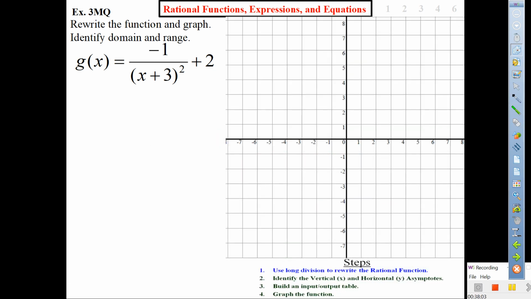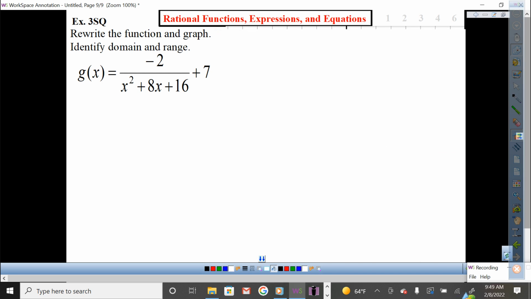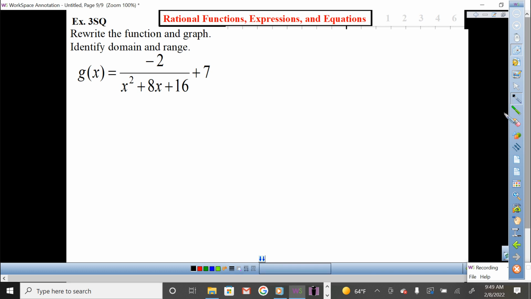All right. But what if I gave you something like this? Copy that one, please. And they give us example 3, rewrite the function and graph. They give us g of x equals -2 over x squared plus 8x plus 16 on the denominator, and then our constant would be plus 7 at the end of that fraction.